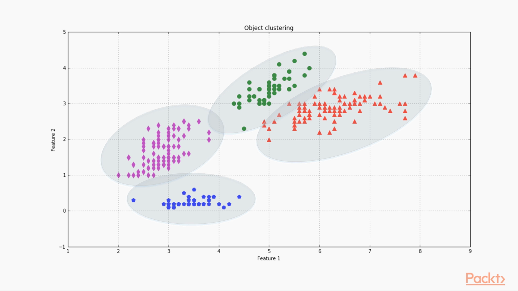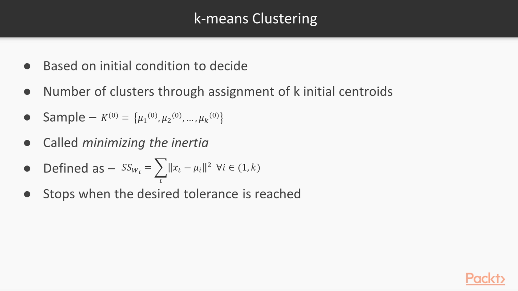This is an example of clustering based on 4 sets of bidimensional samples. The decision to assign a point to a cluster depends only on its features, and sometimes on the position of a set of other points, the neighborhood. Let's get started with k-means clustering.